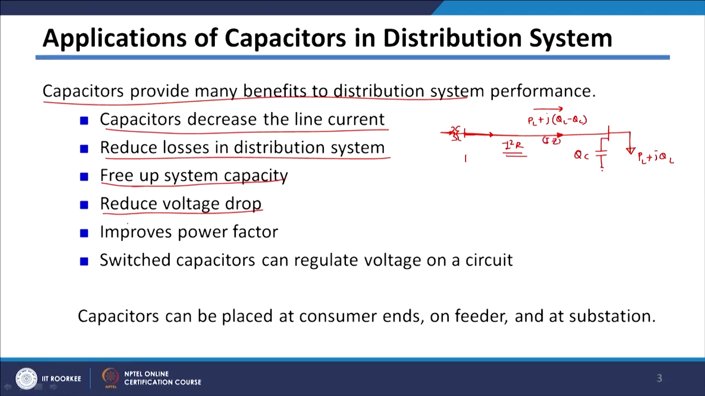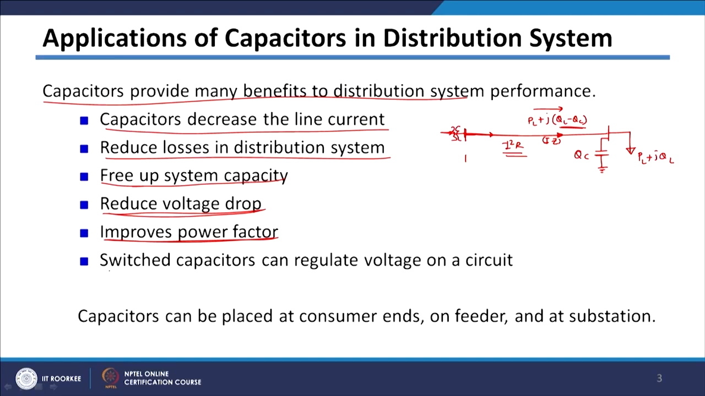So, it reduces the voltage drop and improves the power factor. Basically, if you see this power factor at this end, it will get improved because we are providing reactive power locally. The main purpose of a capacitor is also to provide reactive power and to improve the power factor. So, when we provide capacitors in the distribution system, it will improve the overall power factor of the system.